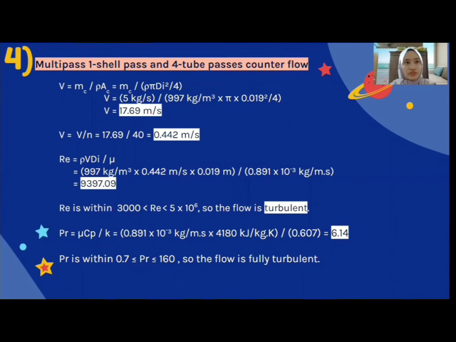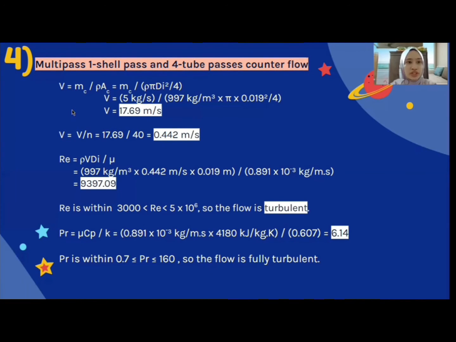The final design is multipass, one shell pass and four tube passes counter flow. This one is actually the modified design of our third design, which is multipass, one shell pass and two tube passes counter flow. So the calculation for the third design and final design is the same. So we only show the calculation for the final design.